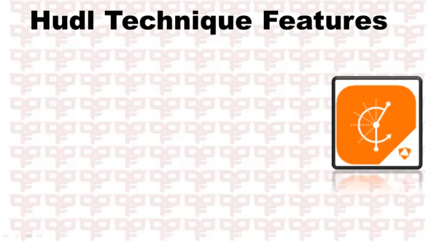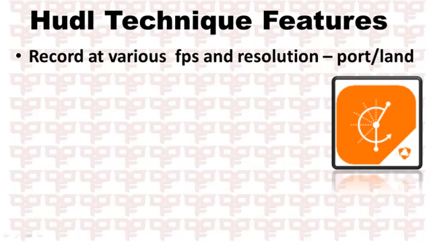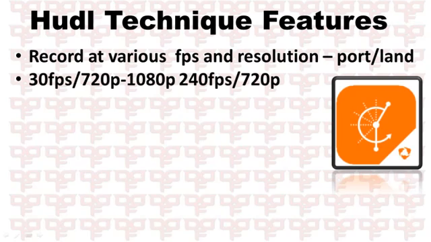Alright, so we're ready to wrap up the tutorial. In this tutorial we went through a couple things. We looked at how to record at various frames per second and resolutions. We also talked about the app operating in portrait and landscape mode. You can record video in both modes. I tend to prefer landscape. You have 30 frames a second, 1080, 720 options, as well as 240 frames a second or super slow motion.